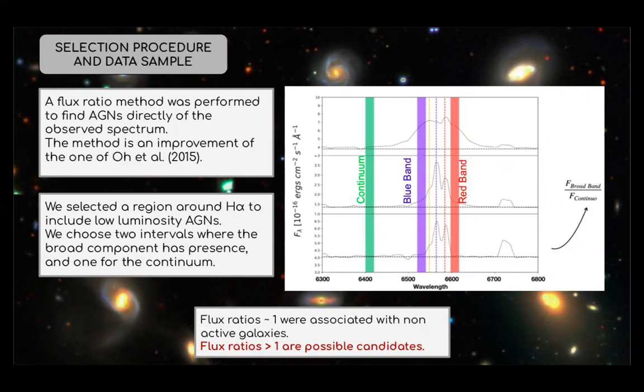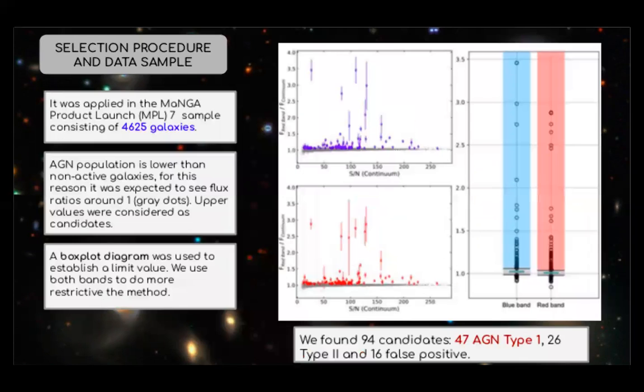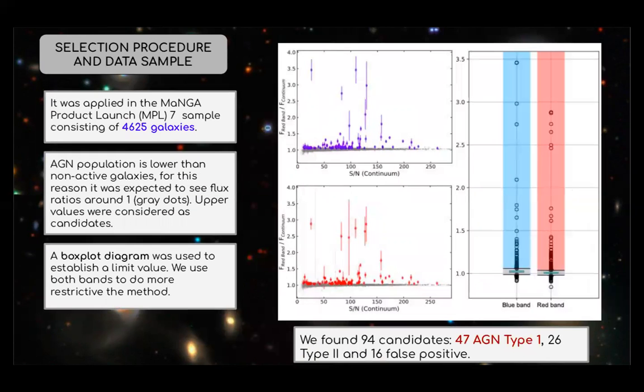We choose two intervals, the blue band and the red band, where the broad component has presence, and one for the continuum. If the flux ratio of the broad band against the flux of the continuum is around 1, we associate this value with non-active galaxies. But if the flux ratio is higher than 1, then we can have a possible candidate. We apply this method to the MaNGA product launch 7, and this sample consists of more than 4,600 galaxies.